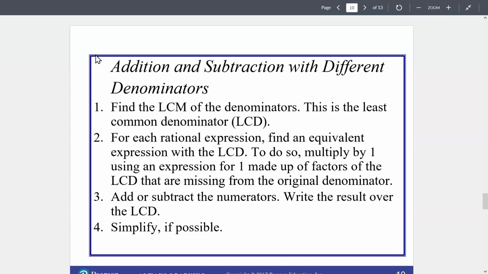For each rational expression, we're going to find an equivalent expression with the same LCD. To do so, we're going to multiply by 1, using an expression of 1 made up of factors of the LCD. If we need to multiply by a 2x to get the same LCD, we multiply the top and the bottom by it. Then we add or subtract the numerators, because ideally we have the same denominator. We write the result over that LCD, and then we simplify.